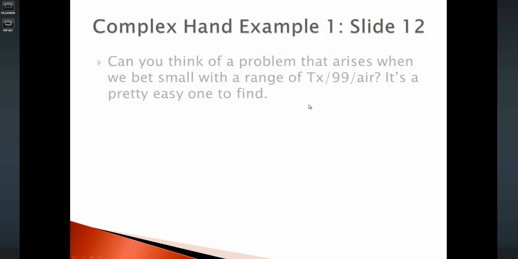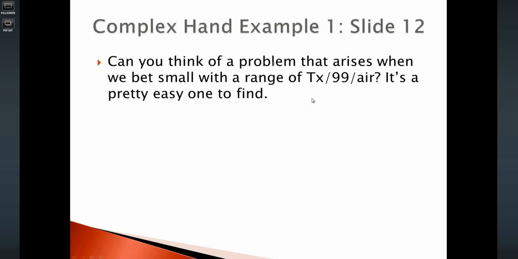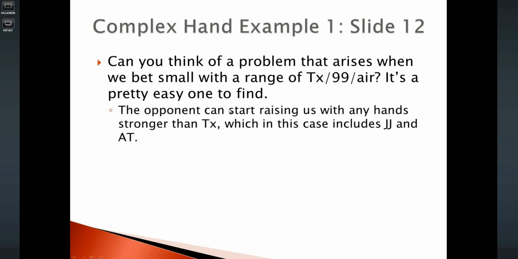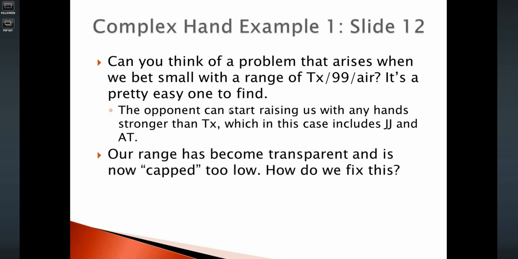Slide 12. Can you think of a problem that arises when we bet small with a range of 10x, 9s, and air? It's a pretty easy one to find. Pause for a moment and try to find the problem on your own, but it should just pop out immediately. What's the problem with that range? The opponent can start raising us with any hand stronger than 10x, which in this case includes jacks and ace 10, right? Because if he raises ace 10, he knows he's at least splitting. He's never behind. Our range has become transparent and is now capped too low.